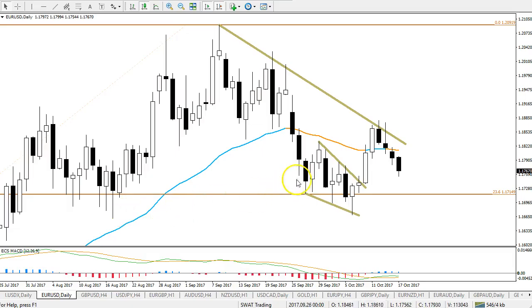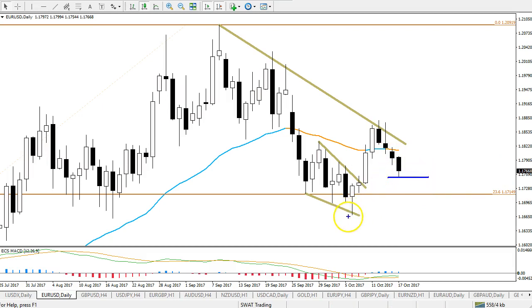Let's start with the euro dollar daily chart. Basically, we saw a break below the 118 support. That was my kind of barrier or marker, because a break below that indicated a bigger bearish correction, and that indeed is happening. Price fell to the first target at 117.50.